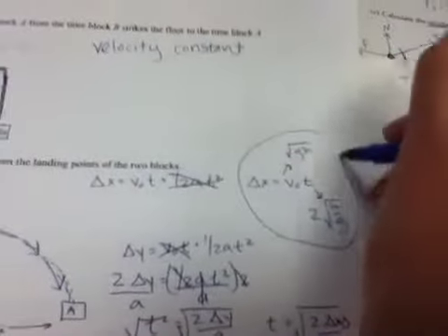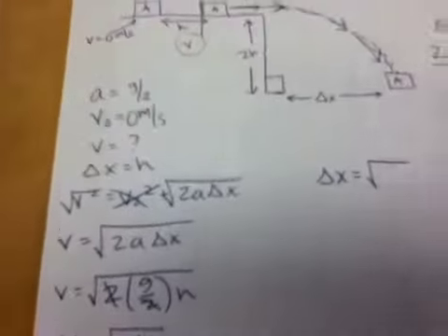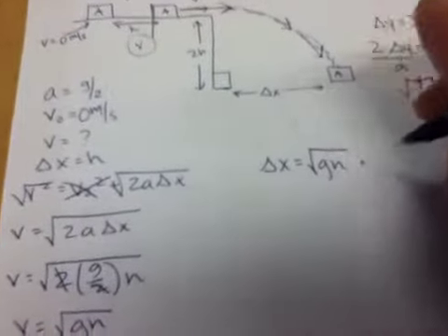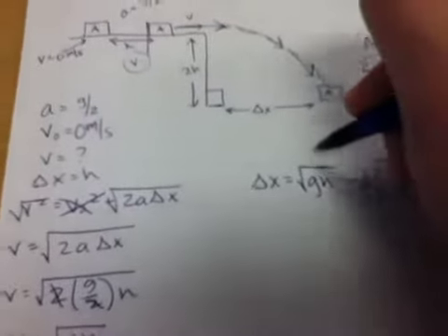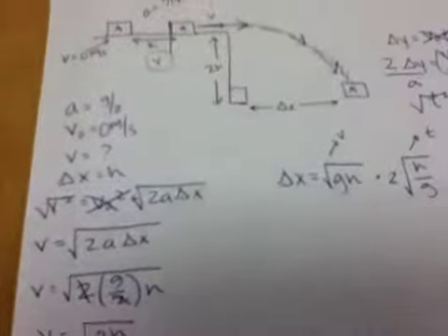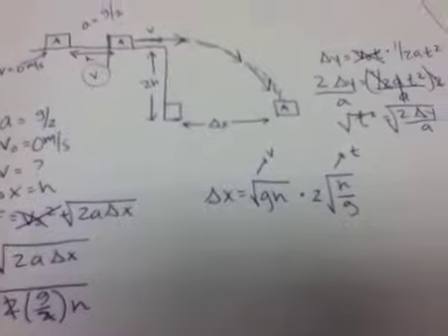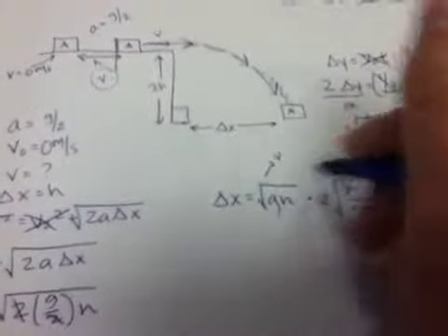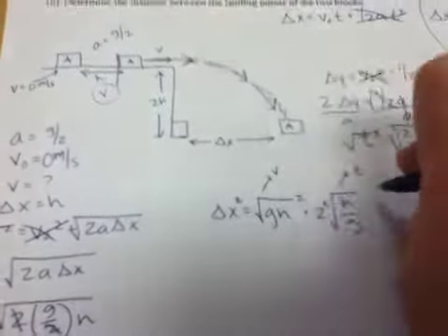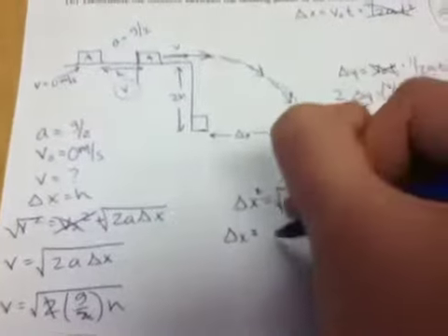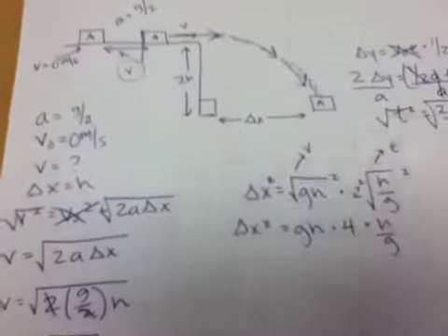So now let's plug all this in. Let's bring this down here. So our change in x equals square root of gh times 2 times the square root of h over g, because this is our v and this is our t. But this looks kind of messy. I'm not really liking how this looks. So what am I going to do to get rid of all of these square root things? Well, I'm just going to square everything. So square that, square that, square that, square that. So you get change in x squared equals gh times 4 times h all over g.